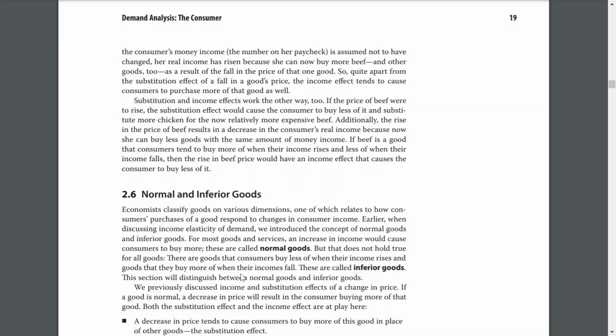If the price of beef were to rise, the substitution effect would cause the consumer to buy less of it and substitute more chicken for the now relatively more expensive beef. Additionally, the rise in the price of beef results in a decrease in the consumer's real income because she can now buy fewer goods with the same amount of money income. If beef is a good that consumers tend to buy more of when their incomes rise and less of when their incomes fall, then a rise in beef price would have an income effect that causes consumers to buy less of it.